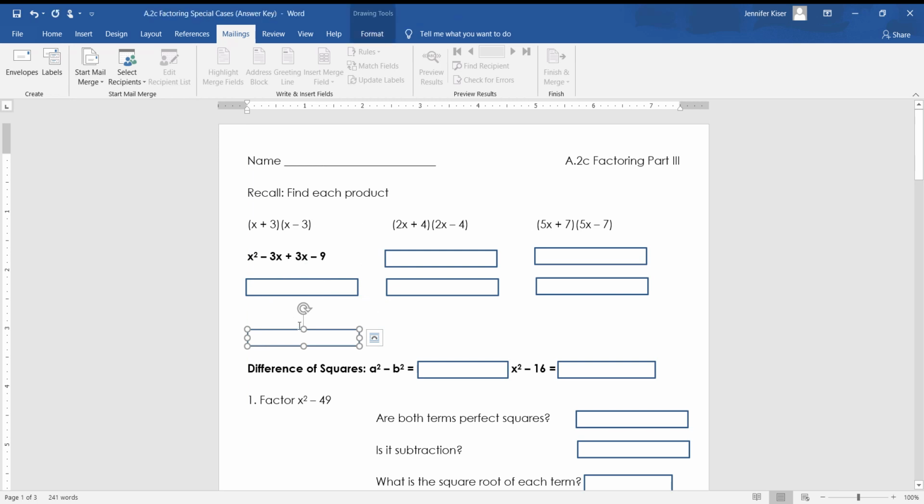And then remember, you'll combine your like terms if you have any there. So you can combine your x's in the middle. You can do -3x plus 3x, so that'll be 0. So you'll just have x squared minus 9 for this answer then.